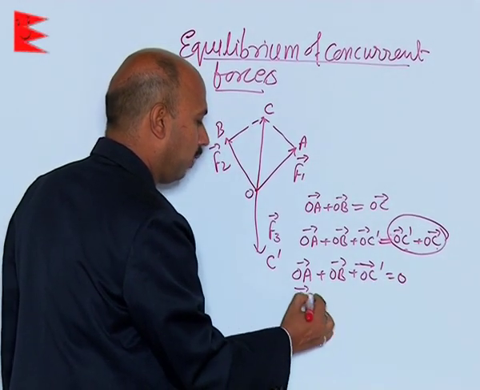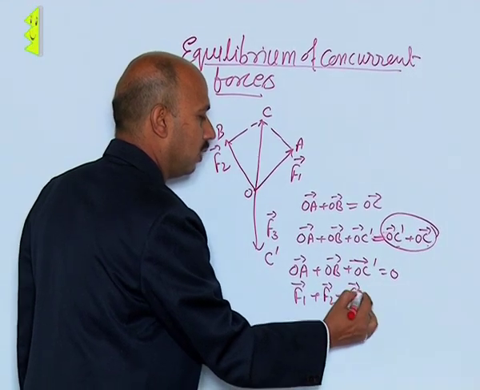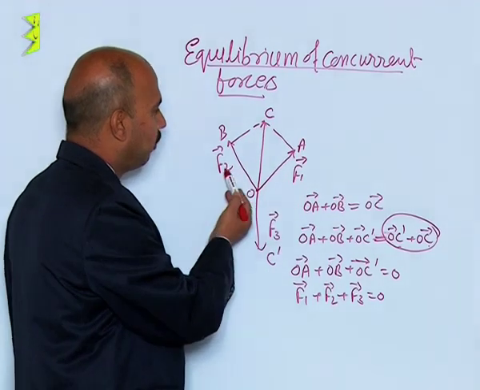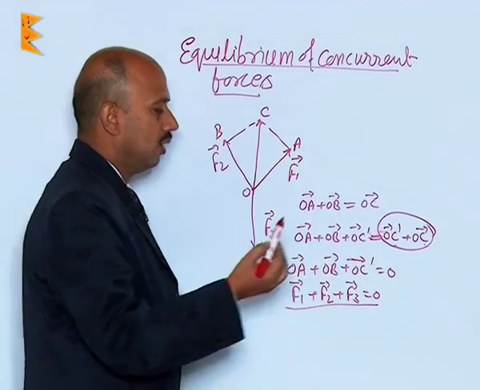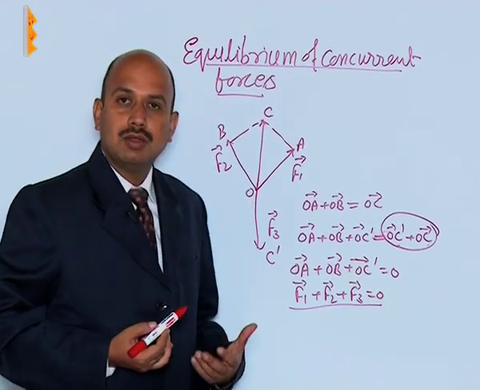That means F1 plus F2 plus F3 is equal to 0. So thus the sum of these 3 forces is equal to 0. That means net force is 0. The body is said to be in equilibrium.